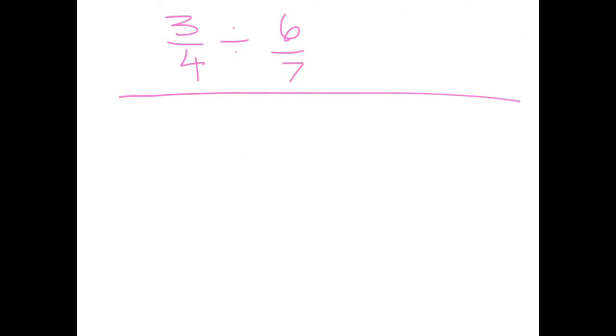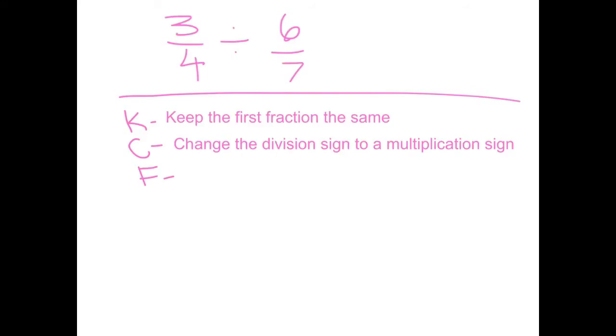Three-fourths divided by 6/7 is our problem. I'm going to show you the keep, change, flop method, where you keep the first fraction the same, change the division sign to a multiplication sign, and flop the last fraction around to its reciprocal, which pretty much means changing 6/7 to 7/6.